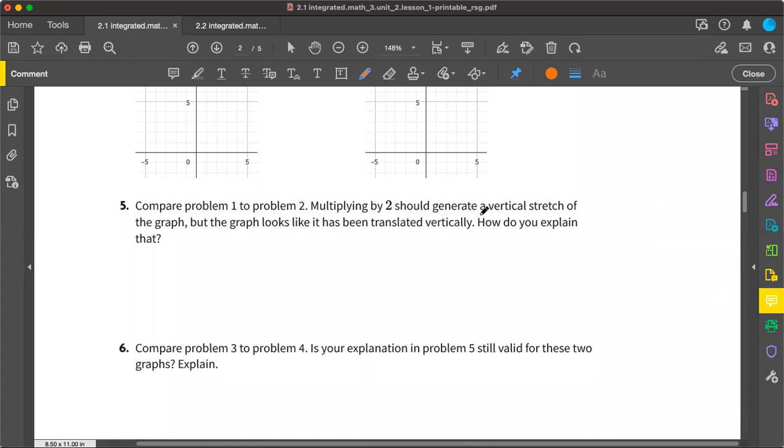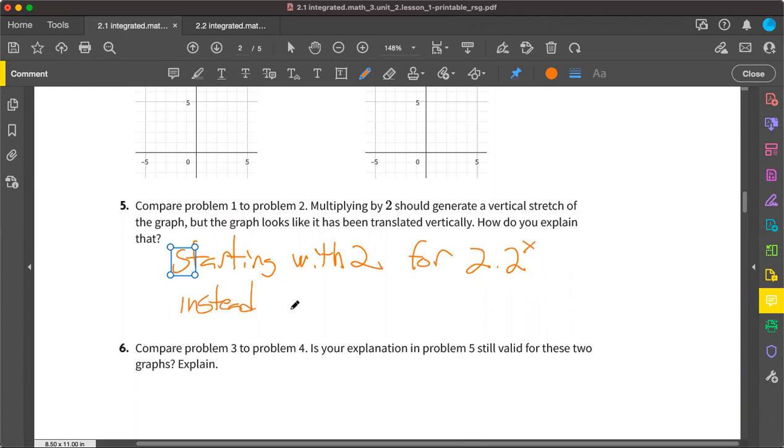Multiplying by 2 should generate a vertical stretch of the graph, but the graph looks as if it was translated vertically. How do you explain that? What do you think? Well, it already starts with 2, when you do 2 times 2 to the x instead of starting with 1.